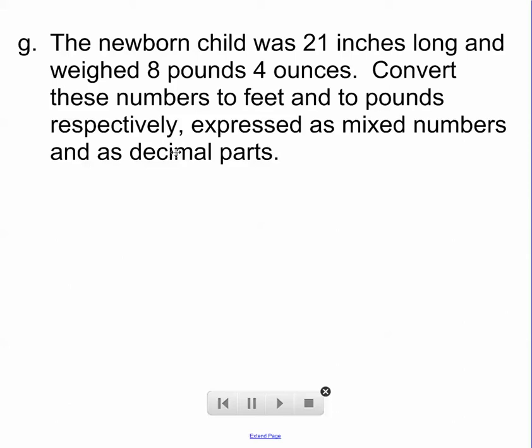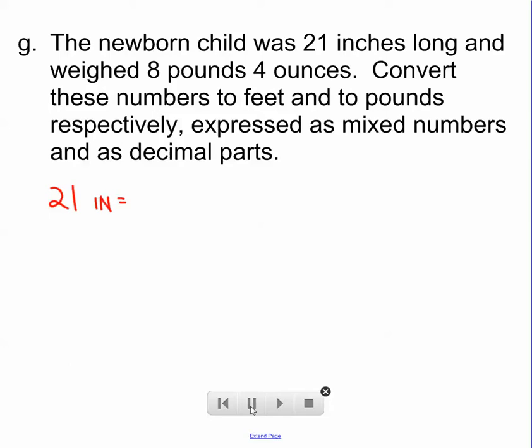We're being asked to convert these numbers to feet and to pounds, respectively, expressed as mixed numbers and as decimal parts. Okay, so this is taking mixed numbers and turning them into one unit measures. Here we go. 21 inches long. Okay, so let's start with that.